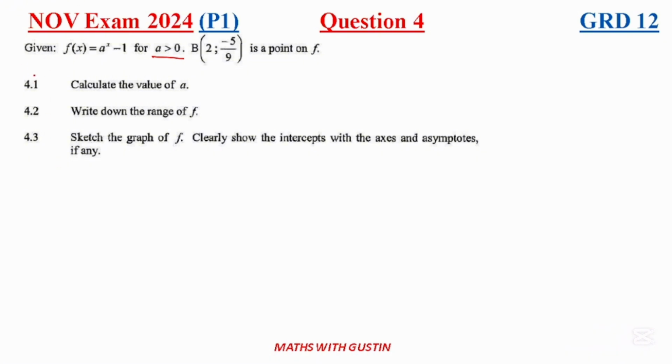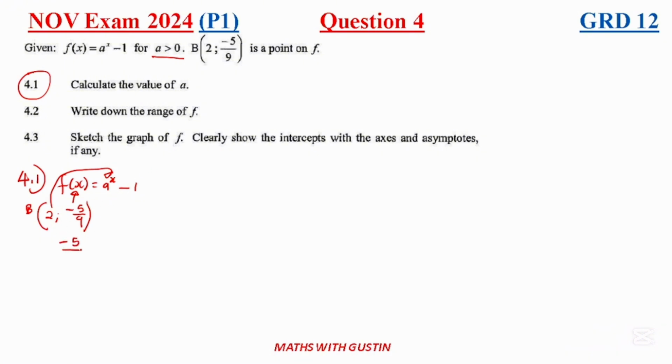All right, so now let's have a look at 4.1. 4.1 says calculate the value of a. So we need to calculate the value of a. f of x is equal to a to the power of x minus 1. We're given a point that is on the graph, which is point B, which is (2; -5/9). So what we can do here is substitute y there, and substitute x where there's x, then we can get the value of a. So let's go ahead and do that.